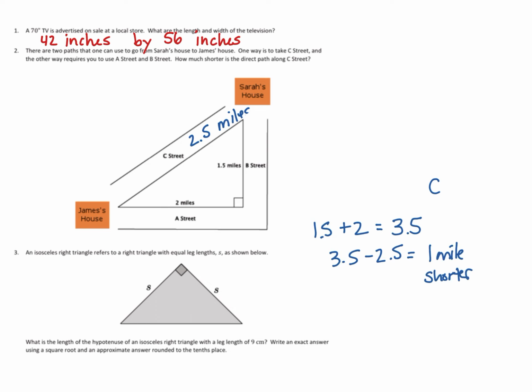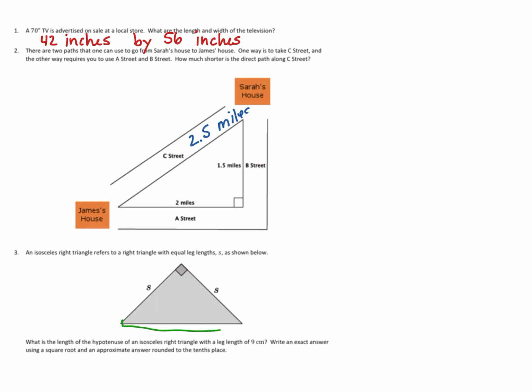In number 3, it says an isosceles right triangle refers to a right triangle with equal side length or equal leg lengths, as shown below. So those S's are the same size. What is the length of the hypotenuse? That is this piece right here of an isosceles right triangle with a leg length of 9. So both of those are 9 centimeters. Write an exact answer using a square root and an approximate answer rounded to the tenths place.